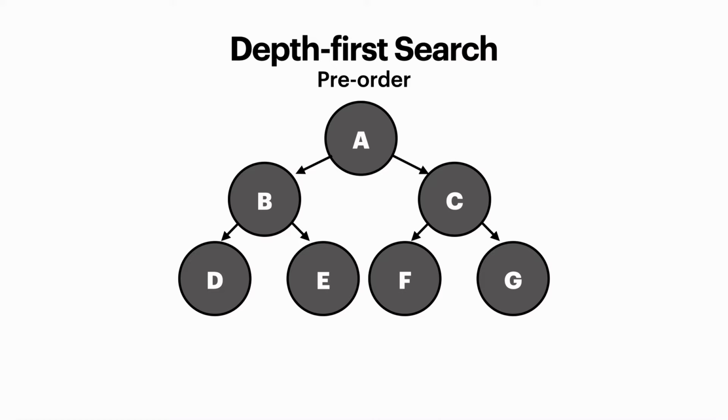We're going to process B, and then we're going to move on to D. And then once we've done D, we're going to move back to B, we're going to move down to E, and we're going to continue the whole way through the tree. So let's have a look.